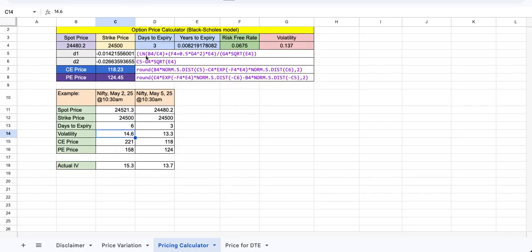Now if we put all these values over here, it becomes 24,521.3. So that we are putting here, 24,521.3. Then the strike price is this.